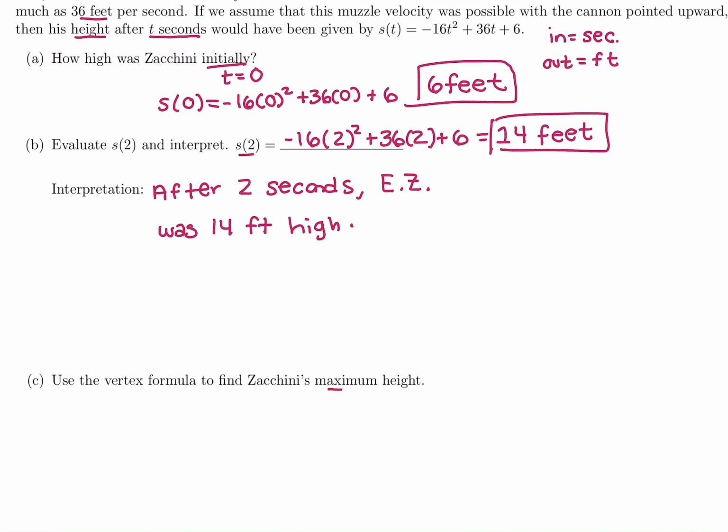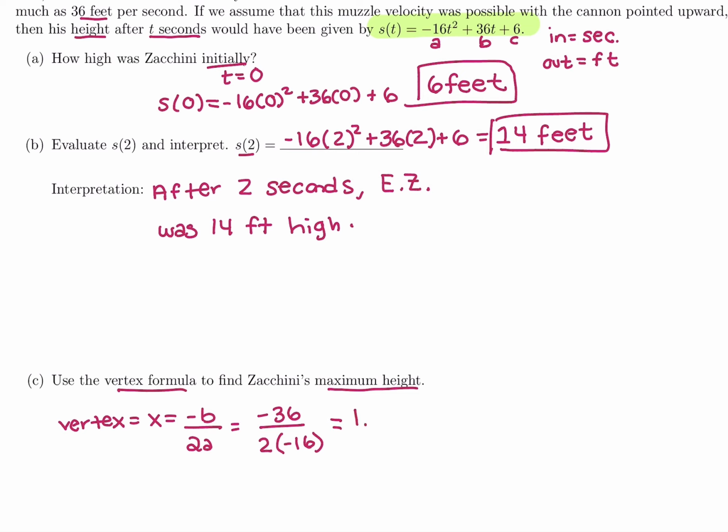So we're going to find the maximum height by finding the vertex. We have our equation right here in standard form. A is negative 16, B is 36, and C is 6. We're going to use the vertex formula, which says x of the vertex is negative b over 2a. So in this case, negative 36 over 2 times our a, which is negative 16. So negative 36 divided by 2 times negative 16, which is negative 32.